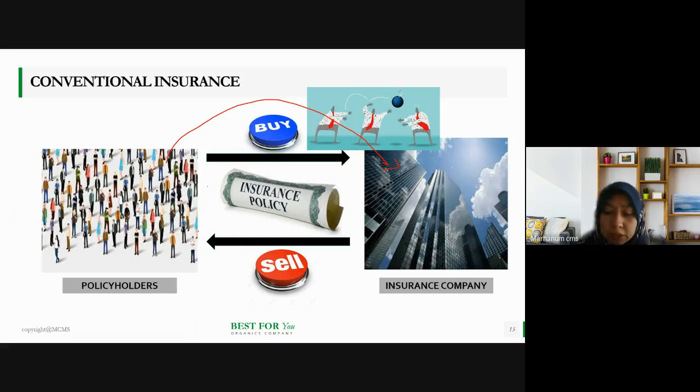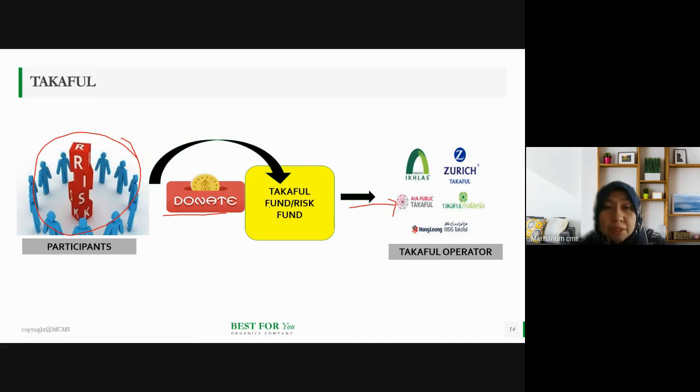Okay, compared to the Takaful company, if nothing happens to the policyholder in the Takaful scheme, basically the fund that they collected, the fund that they donated, is already contributed to the other participants because they mutually contribute, mutually help, mutually protect, and share the risk. Their money is already used to help the other participants. So it is a win-win situation.